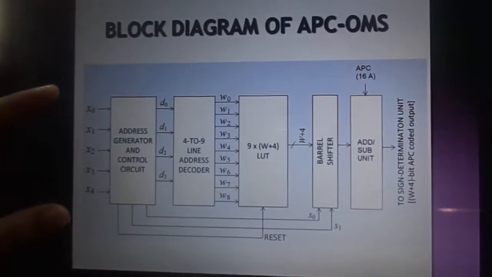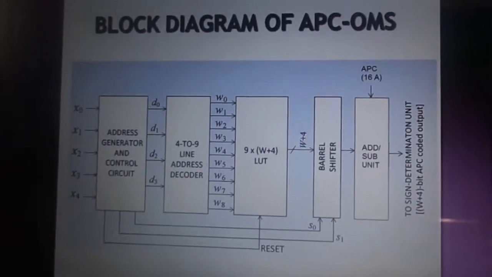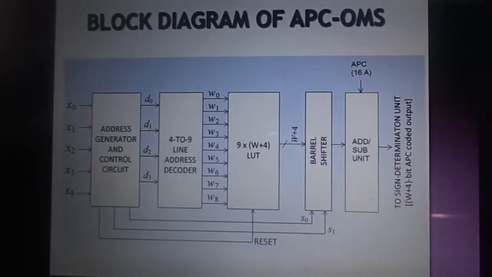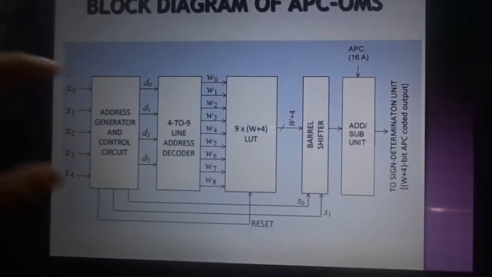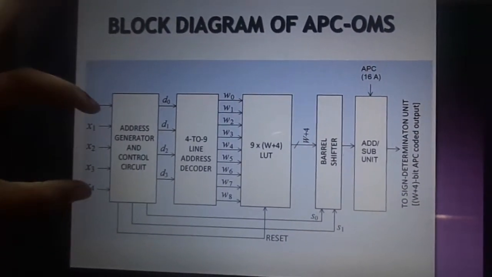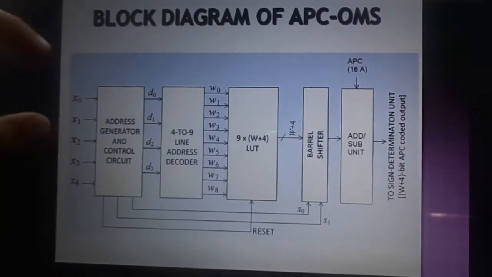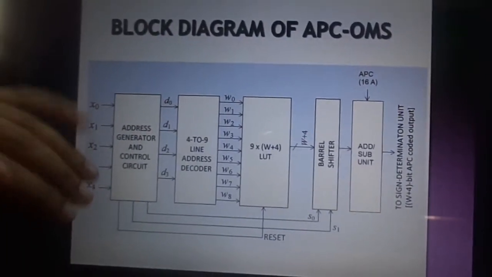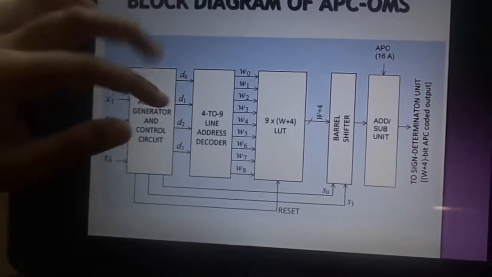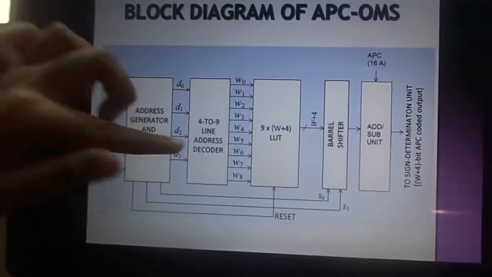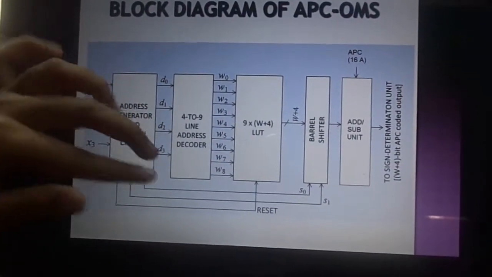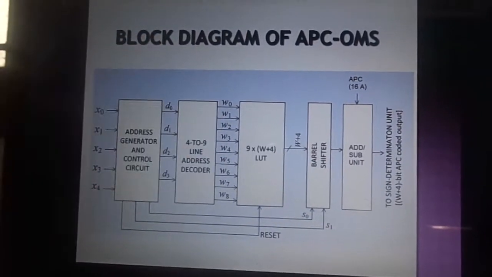This is the overall diagram of the APC and OMS technique which we are using. Here we have 5 modules. The first one is the address generator. Here we give the memory bits of the pictures and those memory bits will be read and addresses will be assigned to them by the address generator. Now these addresses generated for the memory bits will be given to the address decoder. This is a 4 to 9 address decoder. So here we give 4 input bits but the output will be 9 output bits.